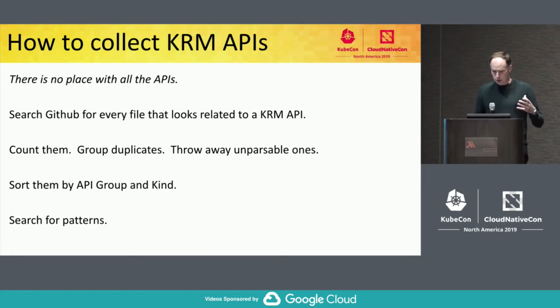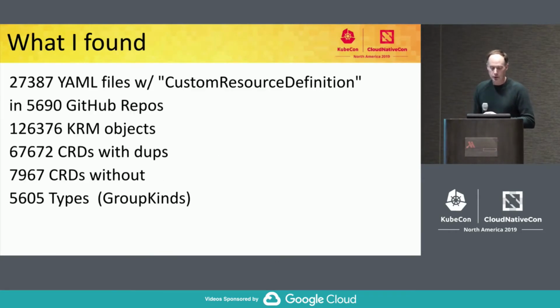I downloaded all of them, put them in a database, and cleaned the data, getting rid of duplicated files, because some people have copied stuff. GitHub tries to get rid of forks, but you still end up with a lot of duplicates. Conveniently, unlike for a naturalist, the things are labeled with their genus and species. They have an API group name, which is a unique domain, and a kind, which I call a type name. I did this in October.